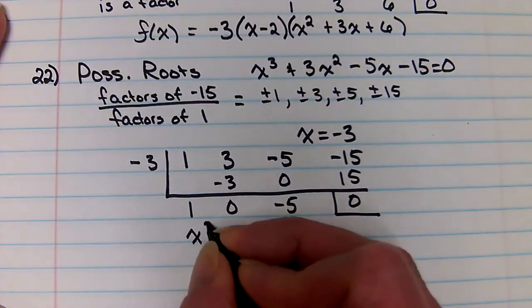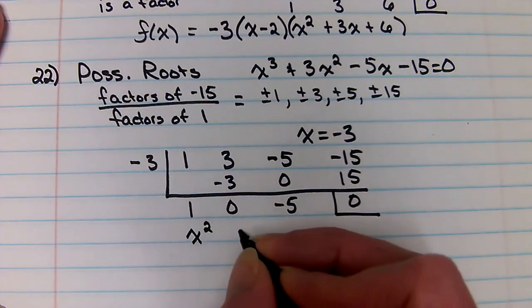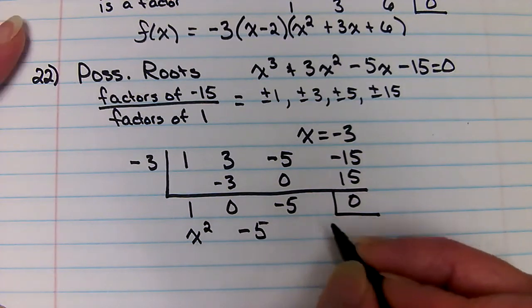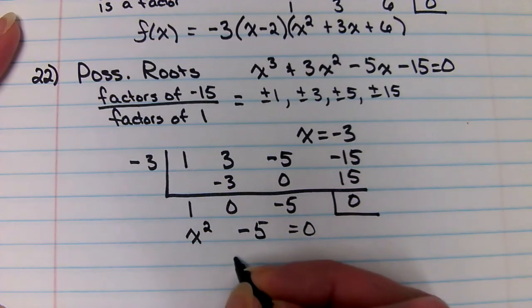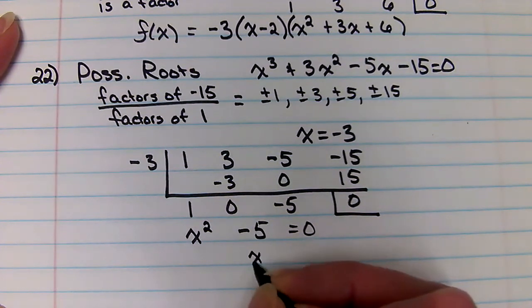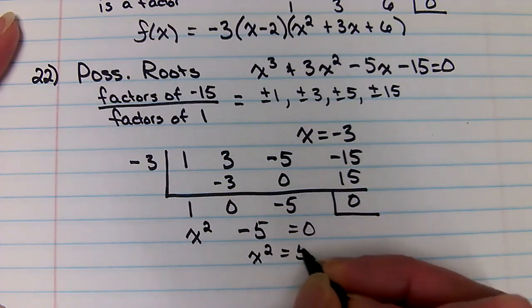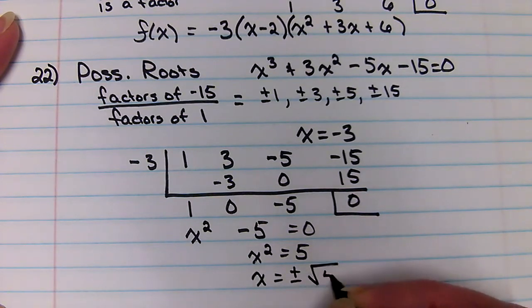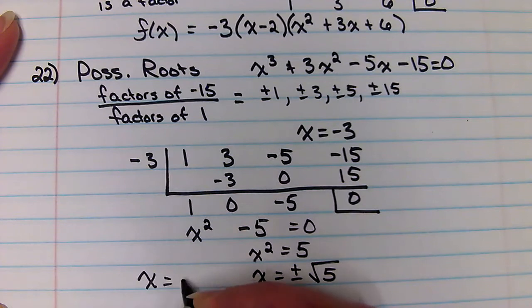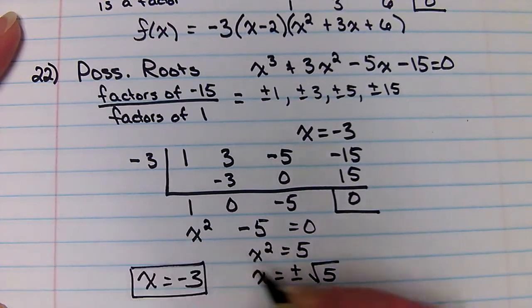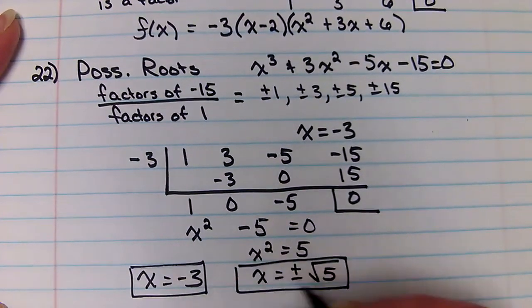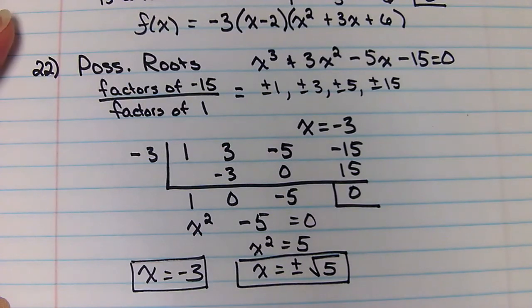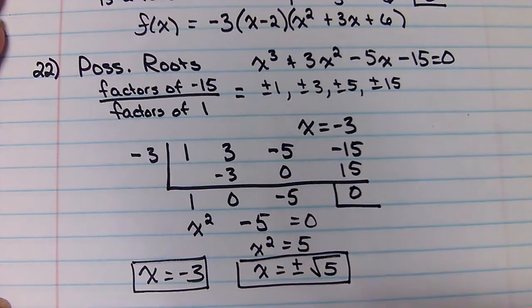I'm left with x squared plus 0x minus 5. That gives me x squared minus 5 equals 0. X squared equals 5. X equals plus or minus the square root of 5. Notice how finding one rational one made it super easy to find the rest of them.